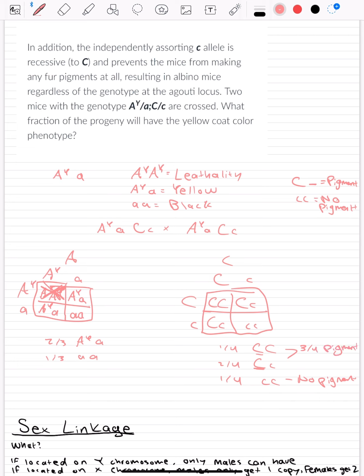In order to see the fraction of the progeny that will have the yellow coat color, we simply multiply the ratio for the individuals which can have the yellow coat color, which is 2 out of 3. We multiply that with the ratio of being able to produce pigment, which is 3 out of 4. And we get 6 out of 12, or 0.5.